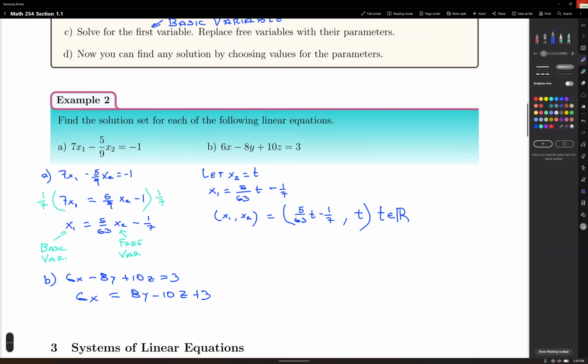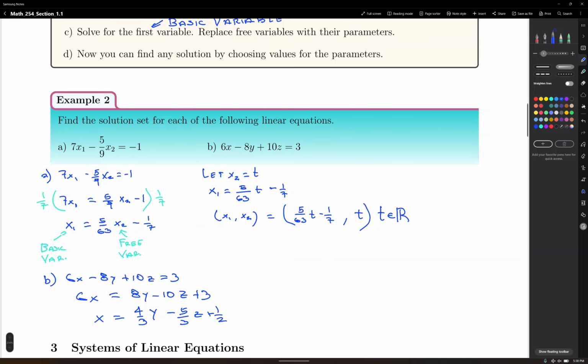So in this case, oh, wait. Let me solve for x. x equals 8 over 6, is that 4 thirds? And 10 over 6, is that negative 5 thirds? And then 3 over 6, is that plus 1 half, right?